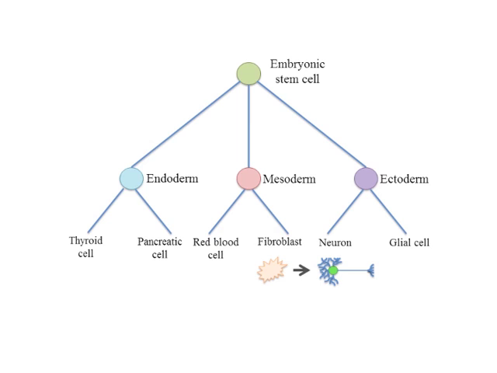First, let's take a quick look at fibroblasts and neurons. Embryonic stem cells give rise to three major cell lineages, or germ layers. These are called endoderm, mesoderm, and ectoderm. Each cell lineage, in turn, gives rise to many different types of cells in the human body. Endoderm includes cell types, such as thyroid cells and pancreatic cells. Mesoderm includes cell types, such as red blood cells and fibroblasts, while ectoderm includes cell types, such as glial cells and neurons.